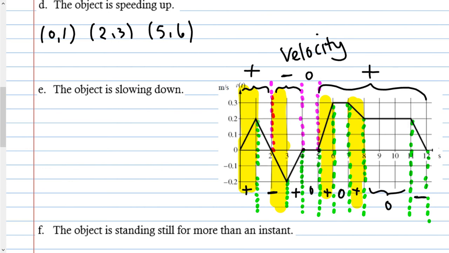Velocity is positive from 5 to 12. From 5 to 6, my line is increasing. From 6 to 7, it's constant. From 7 to 8, it's decreasing. I don't know why I put a positive.